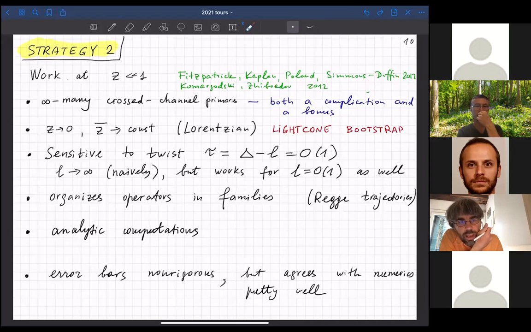And what you learn if you do this analysis is that operators in a conformal field theory in D larger than 2 dimensions have some organizing principle: they organize in families which are called Regge trajectories. It's similar to string theory Regge trajectories, except that they are not straight, they're curved. You have some complicated analytic structure. Also, in this technique, since you work in the small z limit, where things are nice and analytic, you can actually do analytic computations. And you get some results. You don't have control over rigorous error bars, unfortunately, not yet in this way of doing things, but the results you get agree with numerics pretty well. So there's some hope that in the future there's going to be some synergy between this approach and the purely numerical approach.